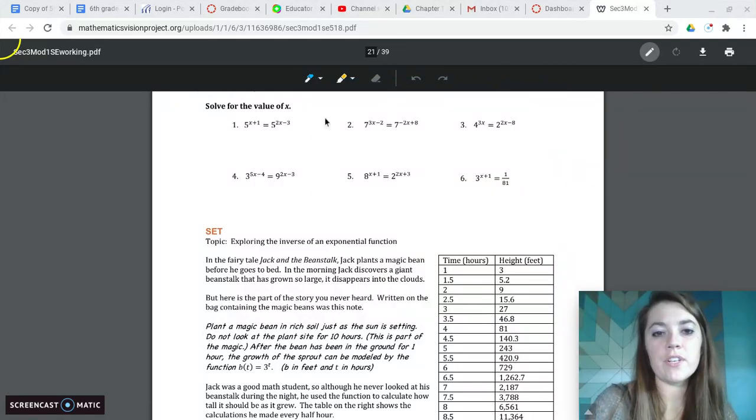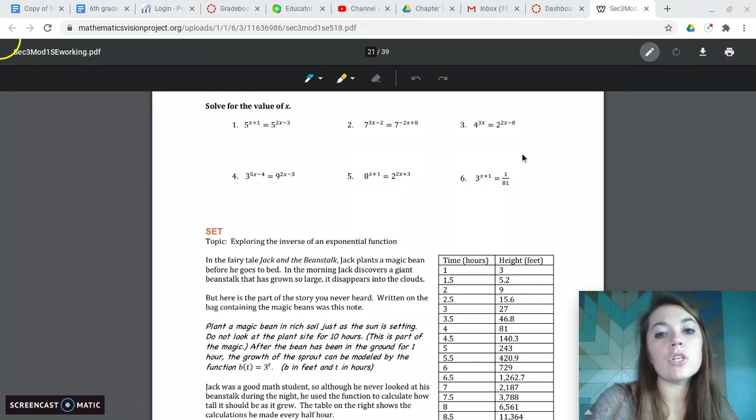All right, so for this first part, we want to solve for the value of x. I'm going to end up doing 2 of these with you. I'm going to do them on my whiteboard so it's a little bit easier for me and for you to learn how to do them. So let me actually pull this right back up. The first one we're going to do is 5 to the power of x plus 1 equals 5 to the power of 2x minus 3.